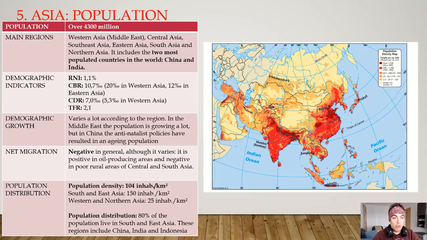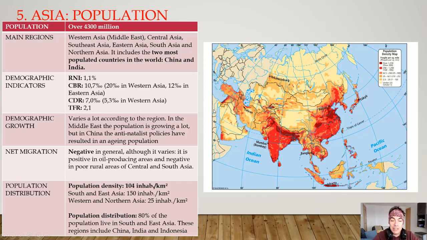So what are the demographic indicators here? We have a low natural increase. We have an average birth rate, which varies a lot between the regions. For example, it's 20 per mil in Western Asia, but only 12 per mil in Eastern Asia. The CDR is very low, with 7 per mil on average, but in regions, for example, in the Middle East, it is only 5.3 per mil, and the total fertility rate is 2.1.